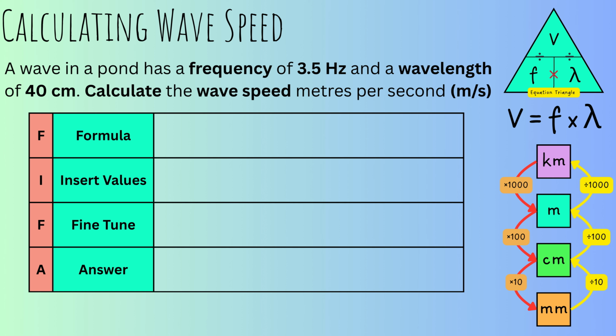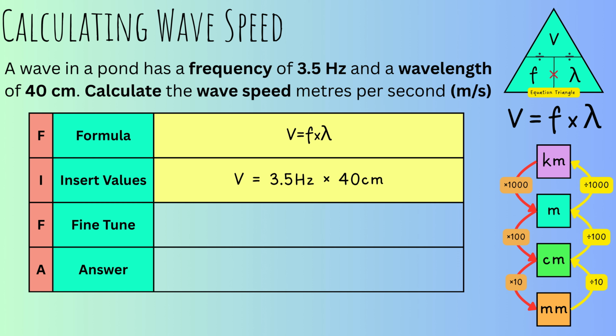Let's start with F, which stands for formula. We don't need to rearrange anything here because we want the wave speed, so it simply ends up being V equals F times lambda. So we move on to insert values, which is I. We put in the frequency, which is 3.5 Hertz, and 40 centimeters, which is the wavelength.